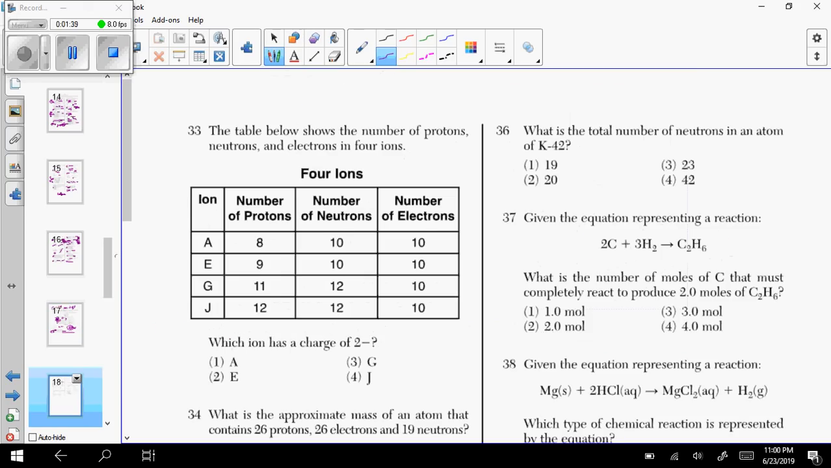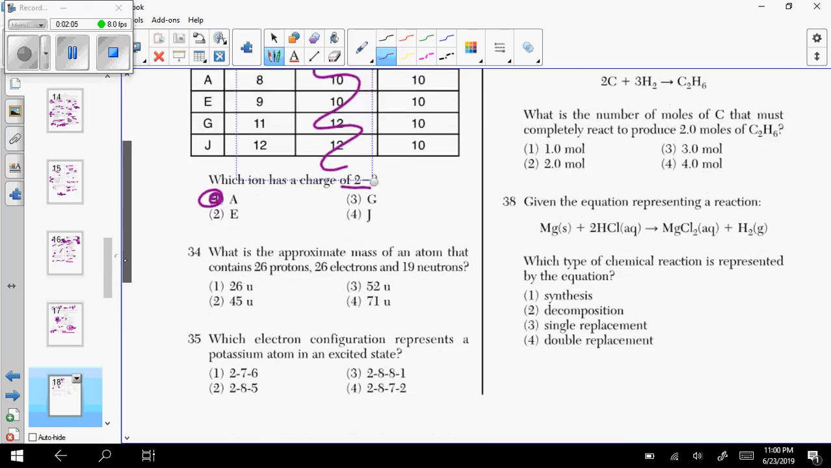All right, next one. The table below shows protons, neutrons, and electrons in 4 ions. So that means it's going to have a charge to it. Which ion has a charge of -2? So I'm going to go ahead and label this column plus because protons are positive and neutrons have no charge. So I'm just going to cross that out. And then electrons are negative. So I want to find one where there's 2 more negatives than positives. So A does. A has 2 more negatives than positives, so A is a -2.